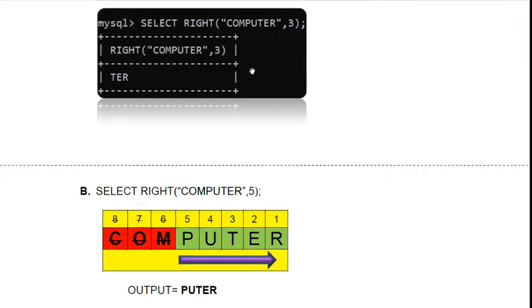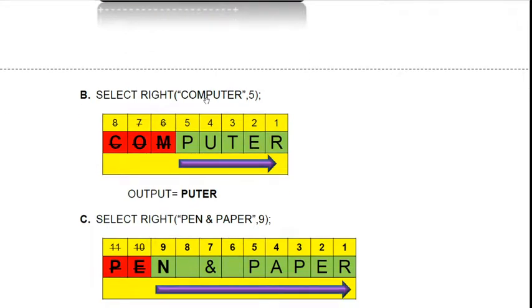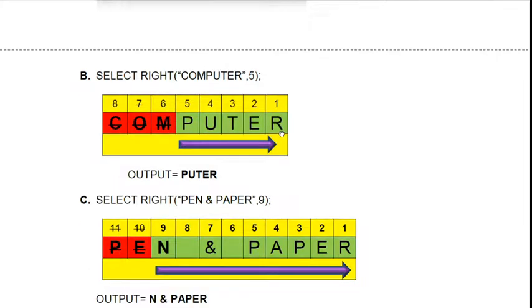That's why I'm telling you it always reads rightward. Next example, right computer comma 5. So 5 letters from the right hand side, 1 2 3 4 5. And from this place it will read rightward. PUTER in the output. But if you write RETUP, that will be wrong.